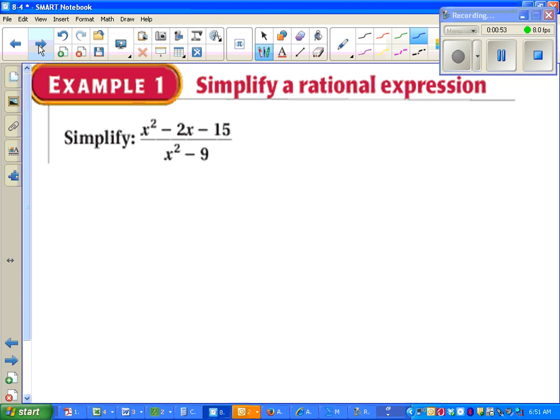So first example, I notice nothing looks the same on top and bottom. That's because we haven't factored yet. I recommend you practice factoring this using Clinton Magic or whatever technique you like. Pause the video. See if you get the same thing I do.